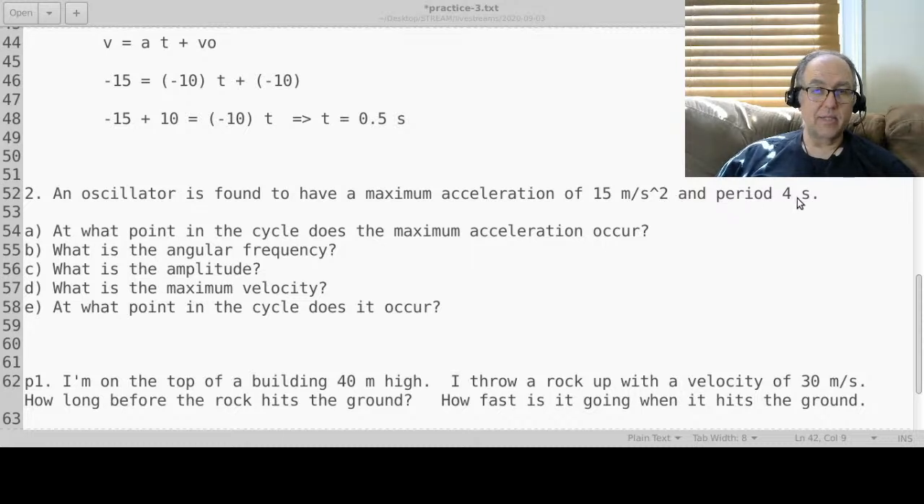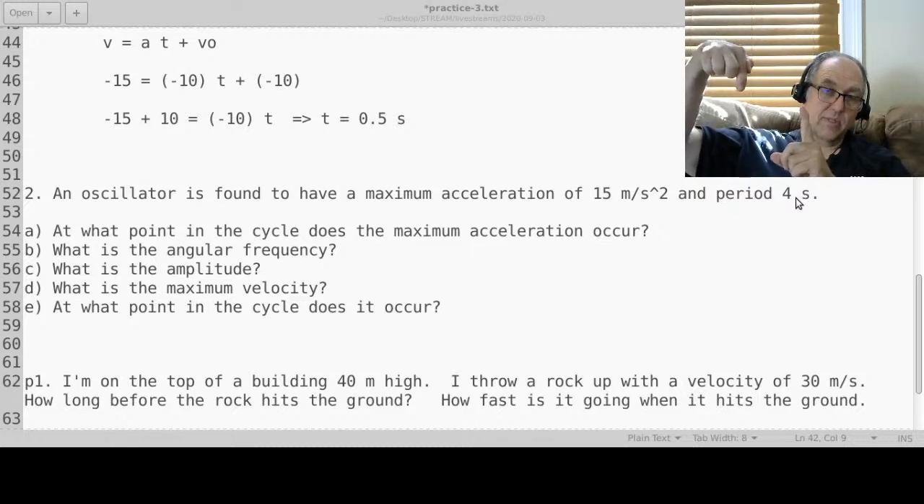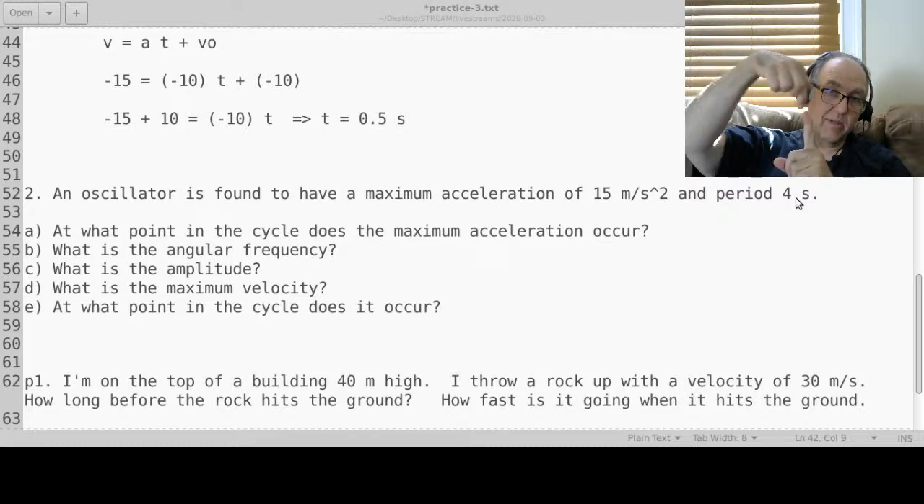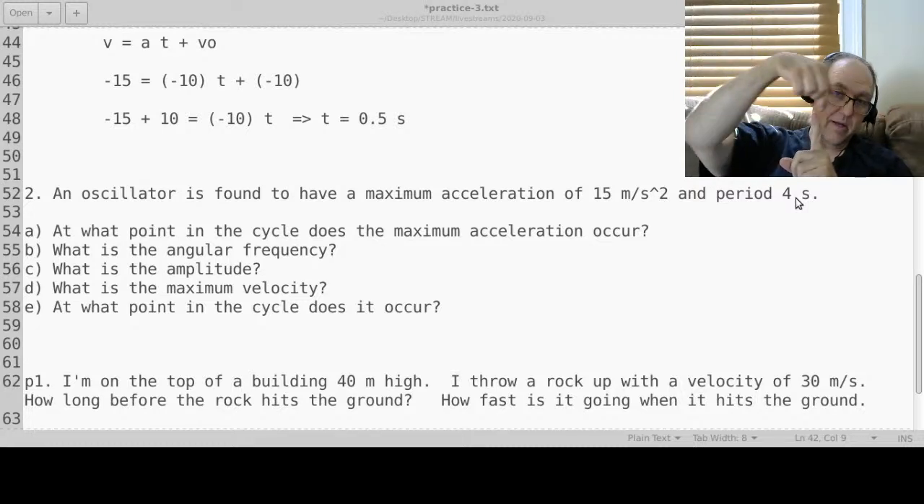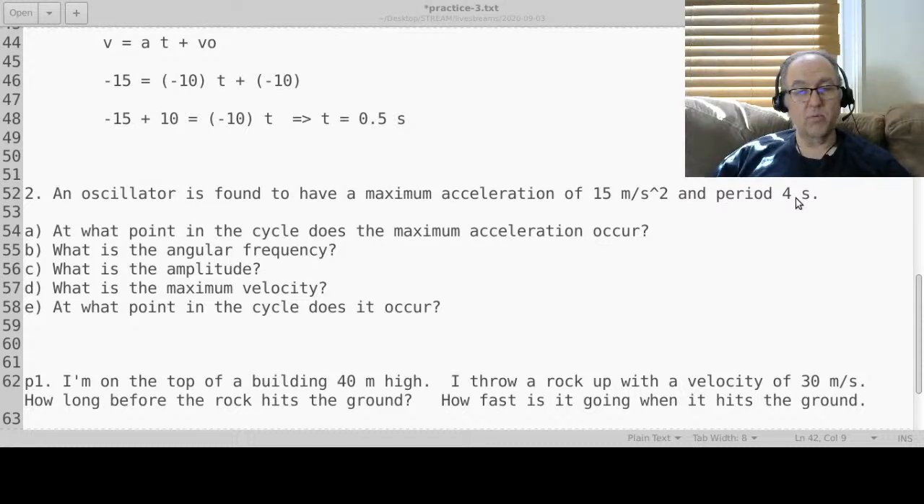And so here I tell you that this thing has a period of 4 seconds. What the period means is it's the time for one cycle. So if you start the oscillator on one side here and you let it go and it goes back and forth like that, and the whole cycle takes 4 seconds, like 1001, 1002, 1003, 1004, and you're back to where you started, that's a period of 4 seconds.